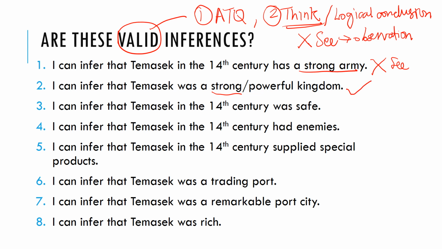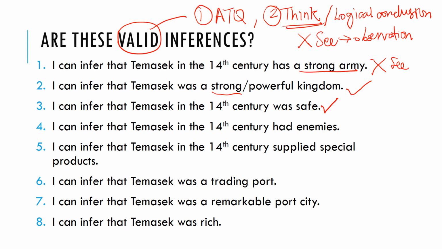Next, I can infer that Temasek in the 14th century was safe. Do you know what sentence this person is linking it to? They are linking it to sentence number 3. Because we have a strong army that was able to defeat a few invasions, it means that Temasek was a relatively safe place. So good, the person is thinking. Okay, this is a valid inference.